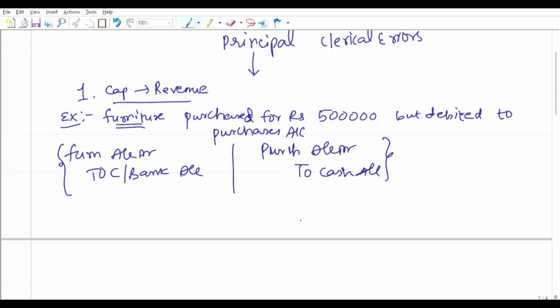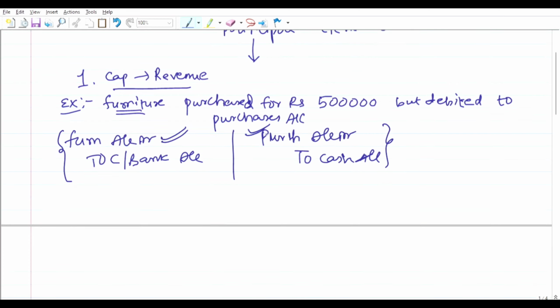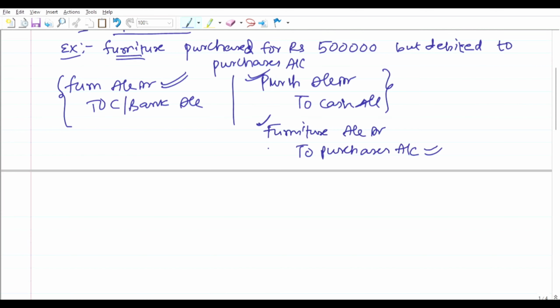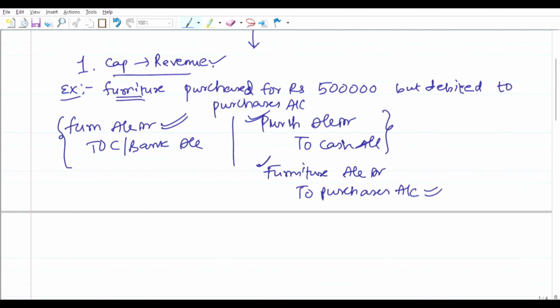Then what will be the rectification entry? The furniture account should be increased and purchases should be decreased because it is capital expenditure. Then we write the entry furniture account Dr to purchases. I will explain how this entry is formed. Purchases will always have a debit balance. If we want to decrease purchases, we have to credit purchases, right? And furniture is not yet debited, so debit the furniture because it is an asset, and assets are always debited according to real account rules. This is what capital expenditure treated as revenue expenditure means.